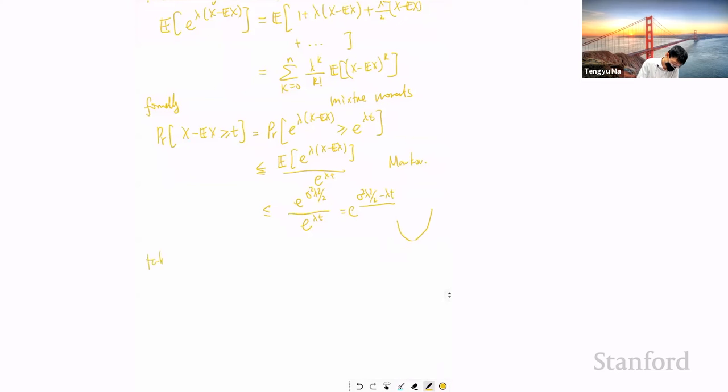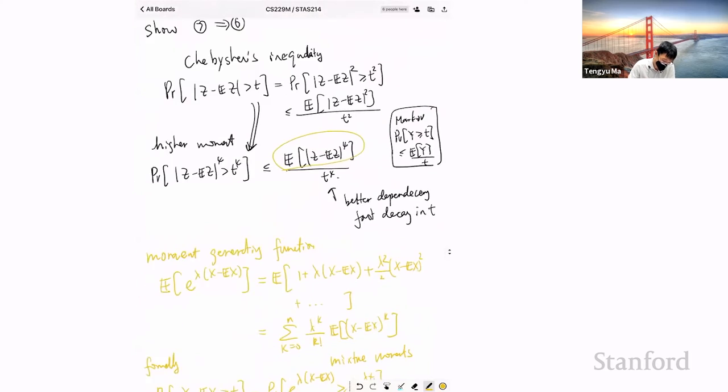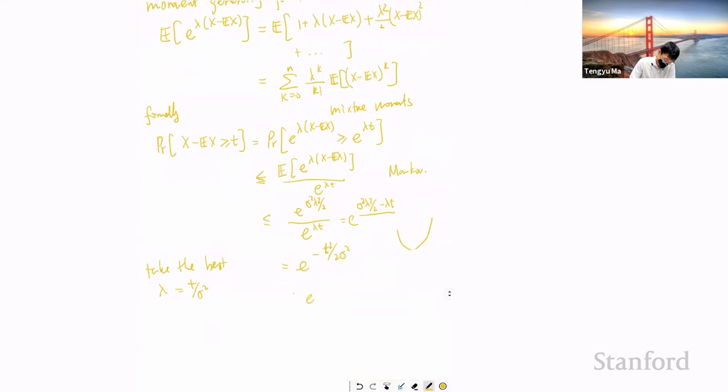So take the best lambda, which means you want to find the lambda that minimizes this quadratic. That's relatively easy. The stationary point is the global minimum. You just take the derivative and set it to 0. At the best lambda, which turns out to be t over sigma square, you plug that in, and this equals e to the minus t square over 2 sigma square. So basically we show this is equation 6, the corollary.